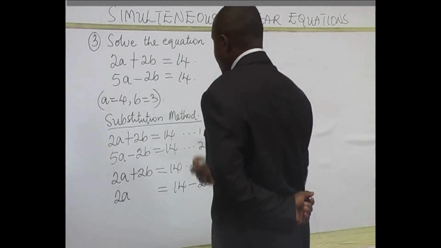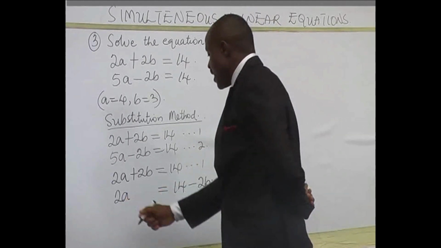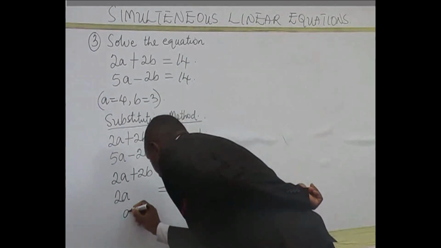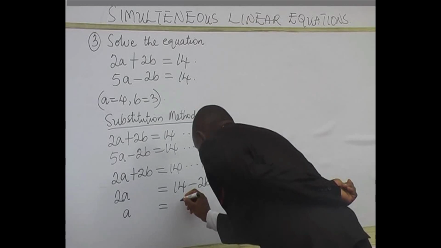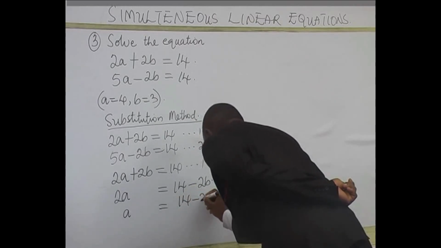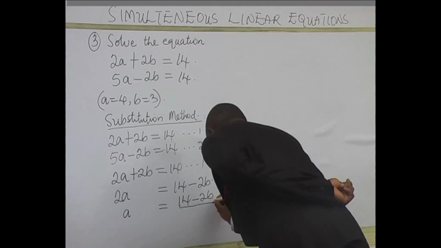Divide both sides by 2 so as to have only a in the left hand side. When you divide both sides by 2, you have only a in the left hand side, and in the right hand side you have 14 minus 2b all over 2.